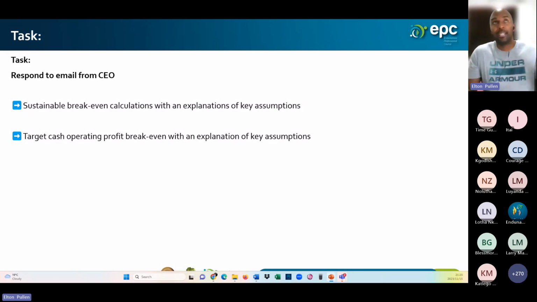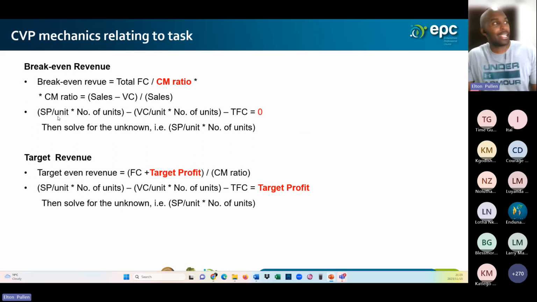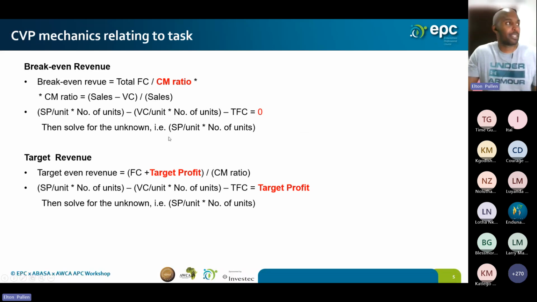Whereas I think if you picked up the trigger, you probably would have gone and at least refreshed some of these basic principles of break evens. There's many ways to do break even, but if you want the break even revenue, it's the total fixed cost over the contribution margin ratio. And if you want to do the full equation method, it's selling price times number of units minus variable cost times number of units minus total fixed cost equals 0. Then you solve for the unknown, which in this context was the revenue, which is selling price times units. Then in terms of target revenue, it pretty much stays the same. The only difference is you add the target profit, and then you also solve for the unknown.